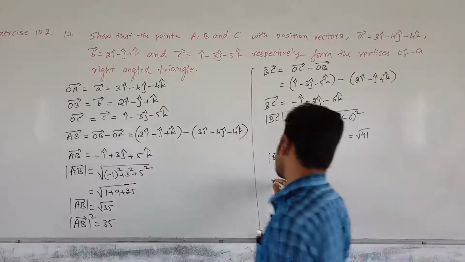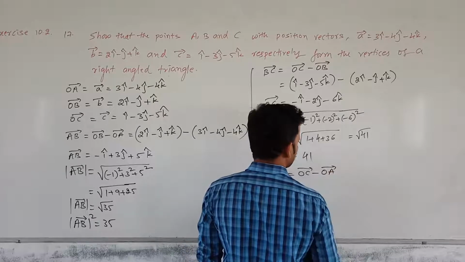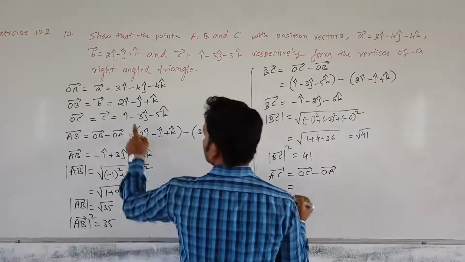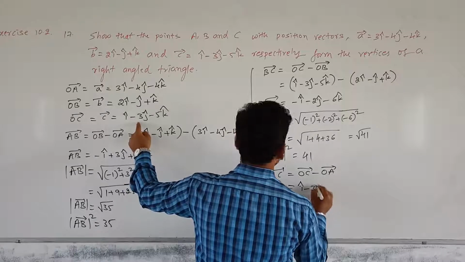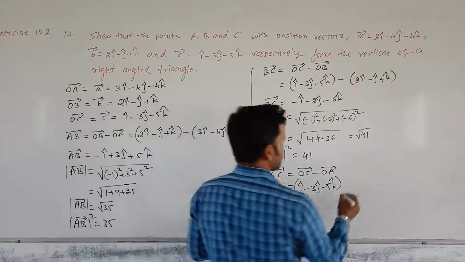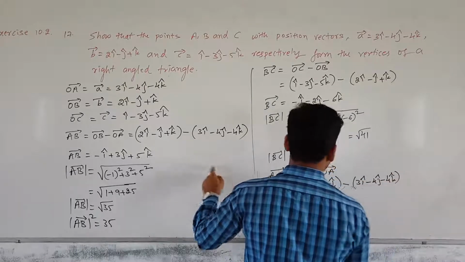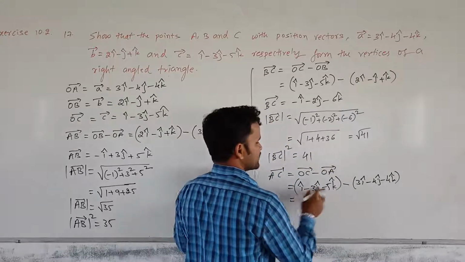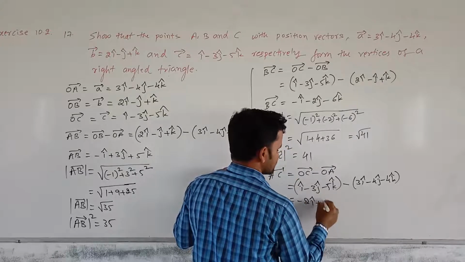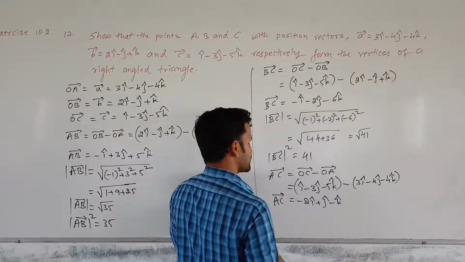Now let us find the third side AC. Vector AC is equal to vector OC minus vector OA. Let us substitute vector OC first. OC is i minus 3j minus 5k. Even if you take C also, no problem, that will be correct only. Minus of OA, which is 3i minus 4j minus 4k. Then subtracting the corresponding components, i minus 3i is minus 2i, minus 3j plus 4j is plus j, minus 5k plus 4k is minus k.